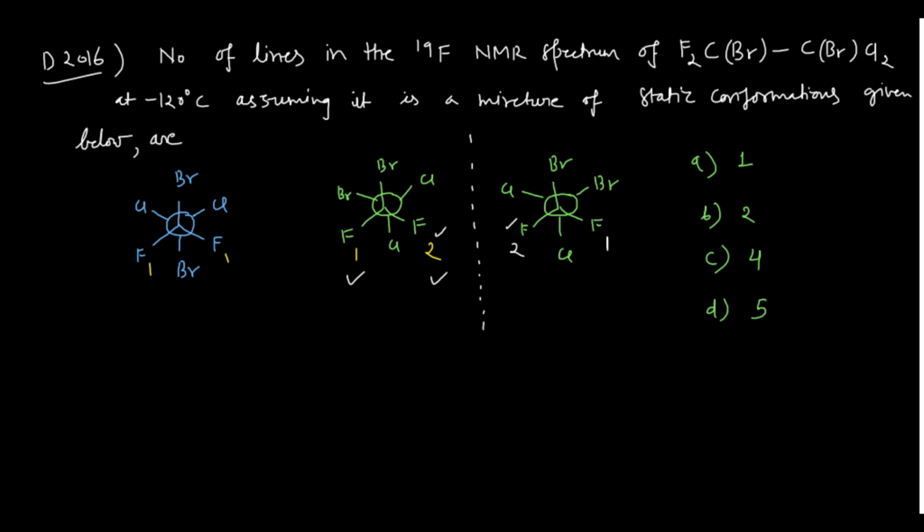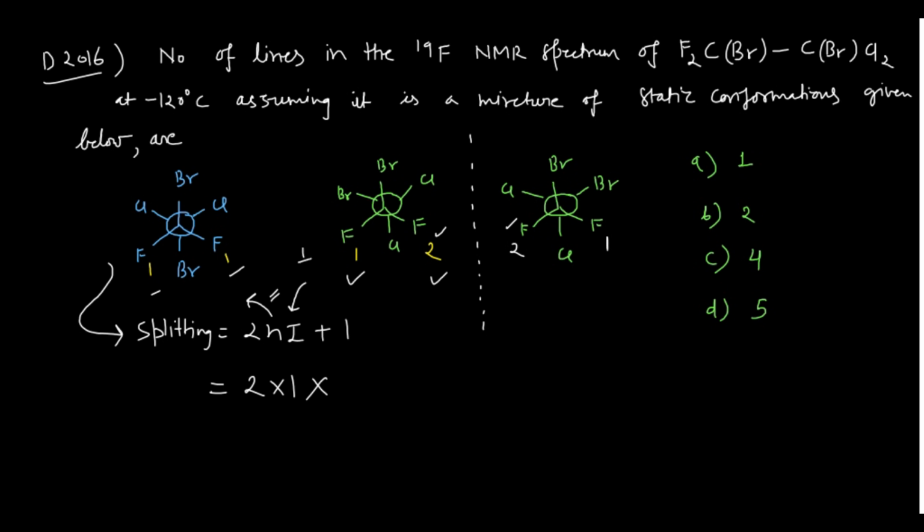So if you calculate the number of lines, the splitting pattern, the formula is 2nI plus 1. This is the formula. 2 is the constant, n is the number of nuclei of that type. So fluorine 1, only one type, so you can multiply it by 1. Multiply by I, the spin quantum number, which is half for fluorine again. So you can write half here. This is plus 1. Okay, so the 2 will cancel out, and this will give you 2.